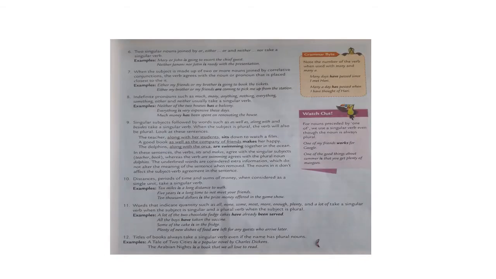Rule 6. Two singular nouns joined by or, either...or, and neither...nor take a singular verb. So if your sentence has these correlative conjunctions, either...or, neither...nor, and both subjects are singular, then your verb will be singular. Example: Mary or John is going to escort. Two singular subjects, Mary and John, therefore the verb is singular. Next, neither Jamani nor Jatin, so both subjects are singular, therefore the verb is singular.